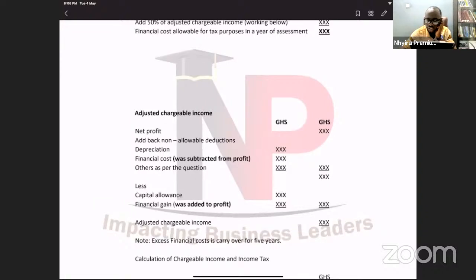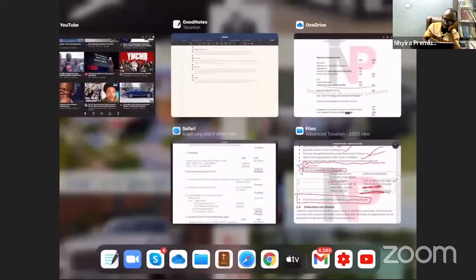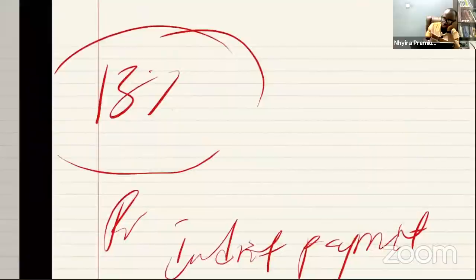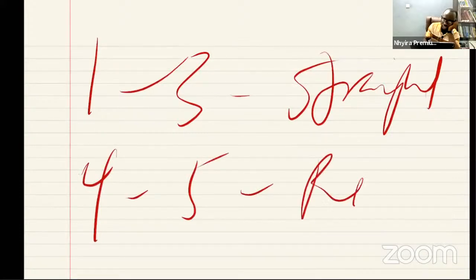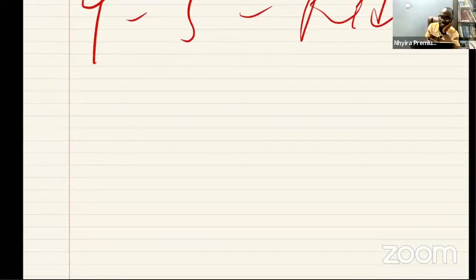Well answered, but kindly give an illustration of what you just explained about the capital allowance. Maybe, let's see. This is what I mean. You know that when you're dealing with capital allowance, class 1 to 3 assets use the straight line method on the cost, and class 4 to 5 assets use the reducing balance method. So if you're dealing with class 1 to 3 assets, you know that the capital allowance should be charged on the cost of the asset.